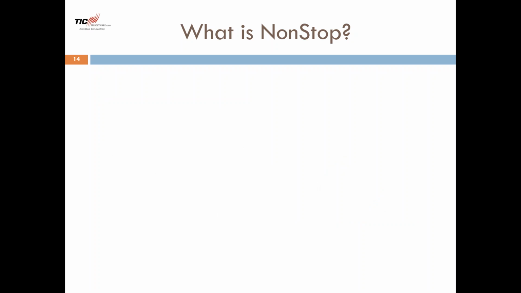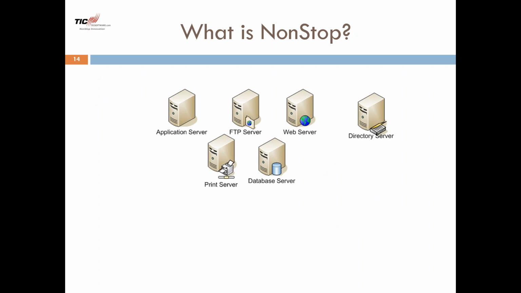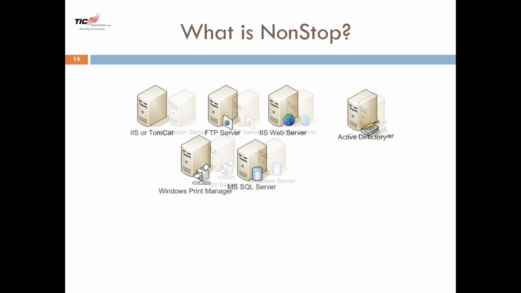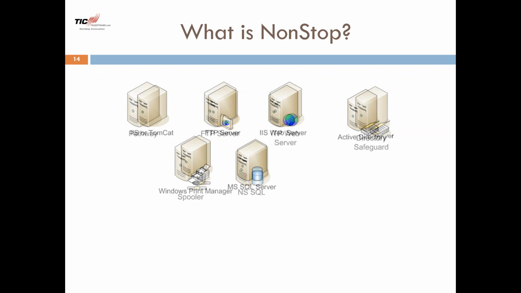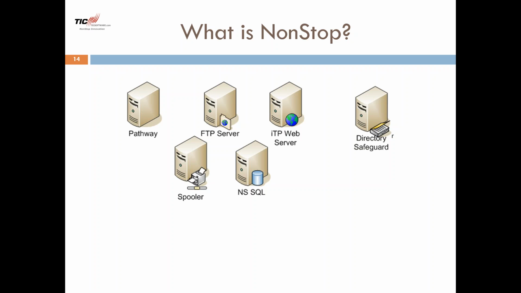So let's try another method. I'm advocating saying, okay, you come from the Windows world, so you are familiar with different servers. There's an application server, FTP server, web server, directory server, print server, and database server. So you understand all those concepts, what they are. And we're going to map that to the Microsoft Windows world, with some names like IIS, Tomcat, Active Directory, Windows Print Manager, and SQL Server. So you're familiar with all that. And really, in the NonStop world, we have the same thing, except we call them differently. We call them Pathway, Safeguard, Spooler, NonStop SQL.